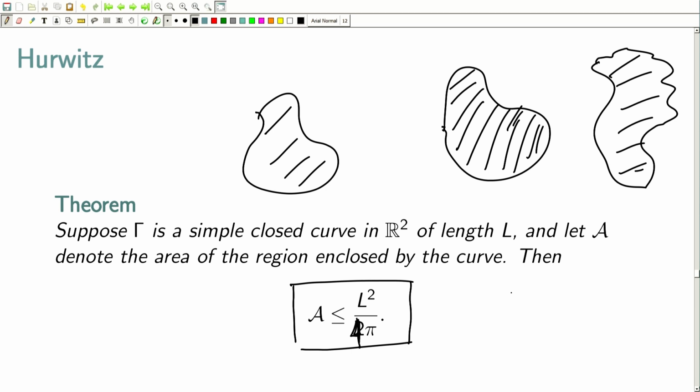Now, if our curve is a circle, then the length would be 2 pi r, and therefore L square is equal to 4 pi square r square, and L square by 4 pi is equal to pi r square. So, this essentially tells that equality holds if the curve is a circle. In the next lecture, we will prove this inequality. Thank you.